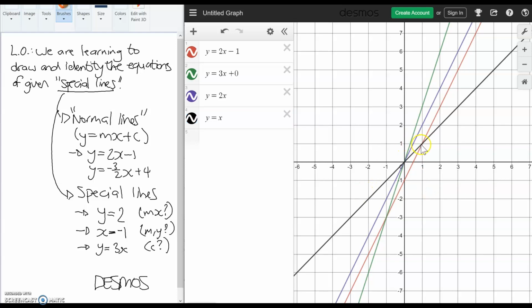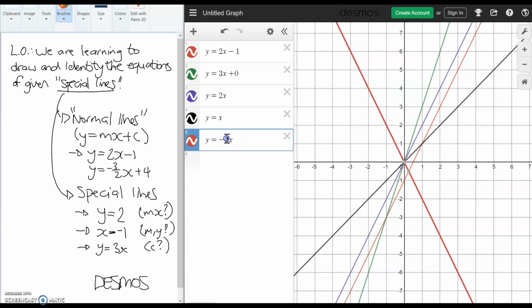So at every point, 1 is equal to 1, 2 is equal to 2, 3 is equal to 3. So this one's special. Again, there's no constant, there's no plus or minus at the end. It's going through the origin at point 0, 0. So I've only used positive examples. Let's have a look at negative 2x. And again, the same thing. The plus 0 means it's going through the origin, and the gradient is negative 2, so it's going downward.